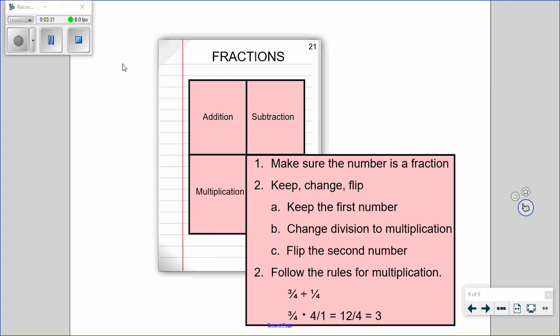All right, make sure you have these notes on page 21 so that you can check off that you've done this on your homework.